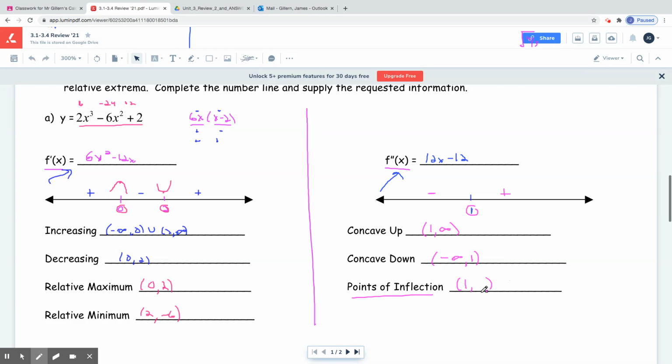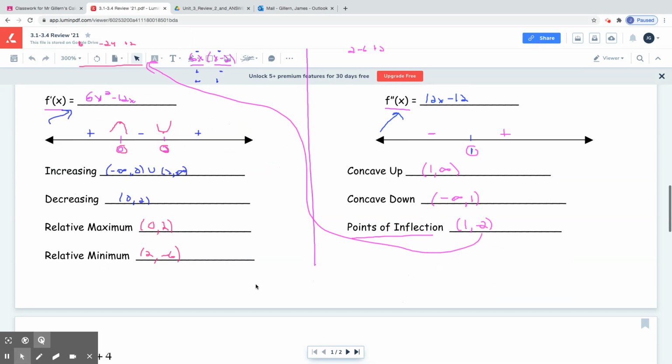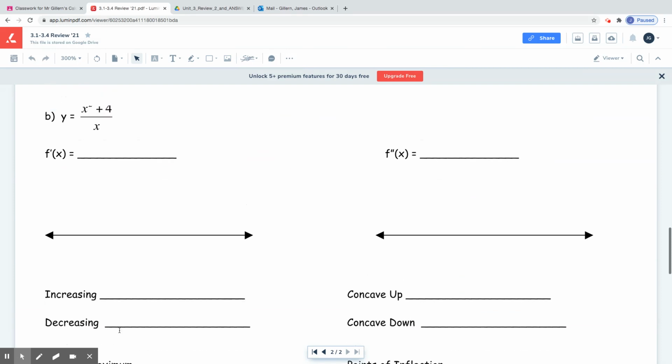I then plug back into the original to get your y. You always plug back in the original. So I get 2 minus 6 plus 2. I just plugged 1 in for all these x's. So that gives me negative 2. And there's our point of inflection. Okay. All right, last one is our fraction.